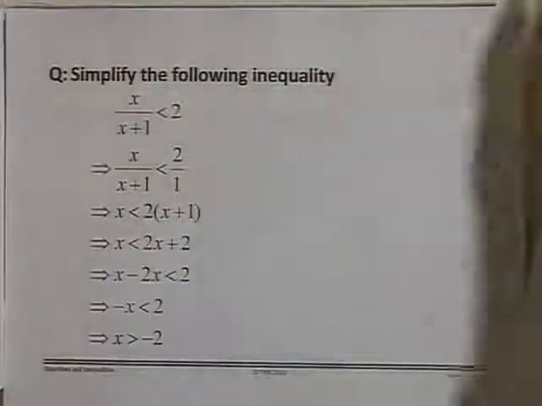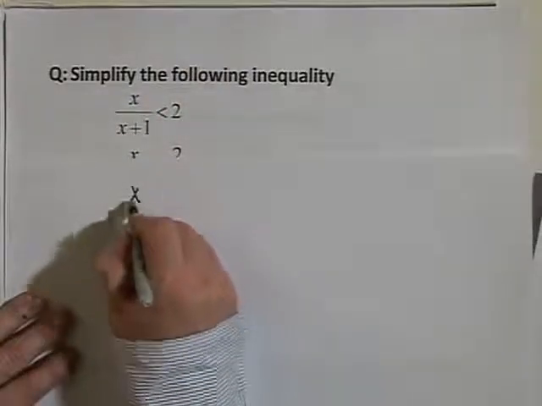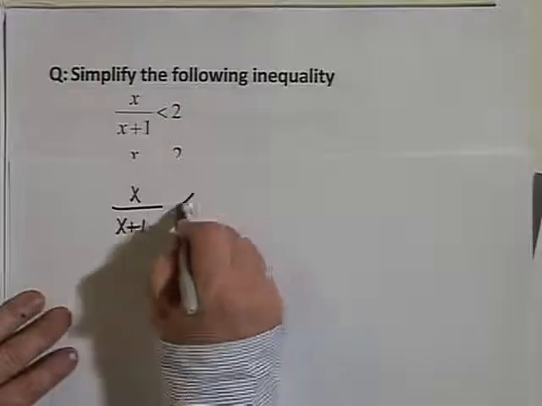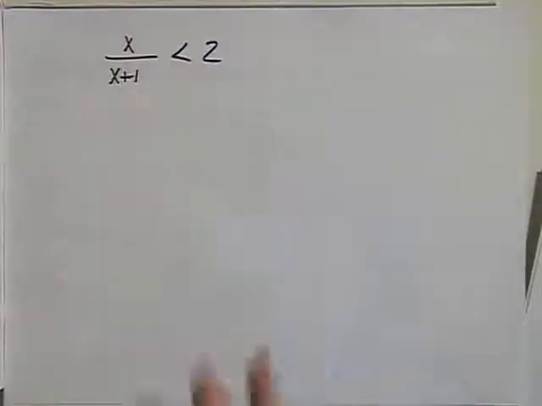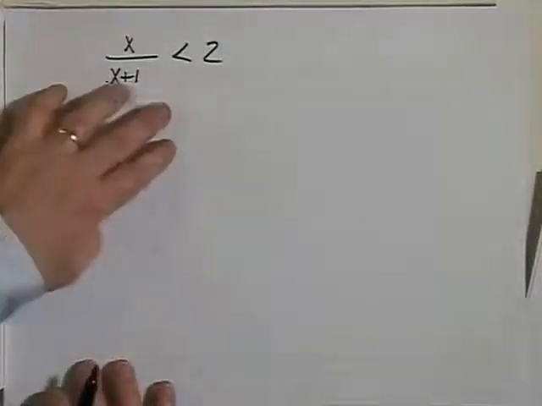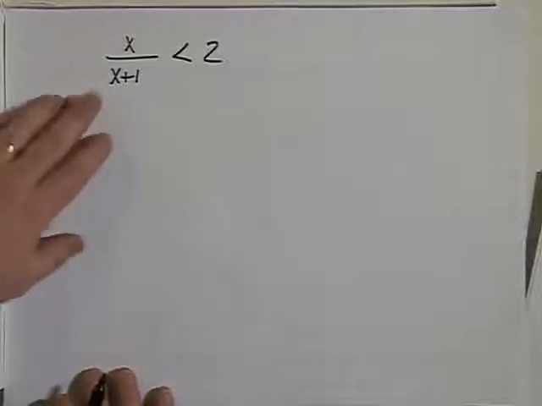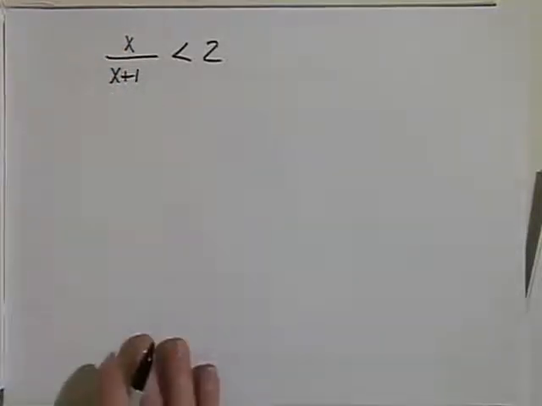So let's simplify the following thing here now. x over x plus 1 less than 2. This isn't a less than or equal to. We're saying specifically I have less money or less time or less energy than somebody else. Again, we can divide and multiply above and below without changing anything at all.